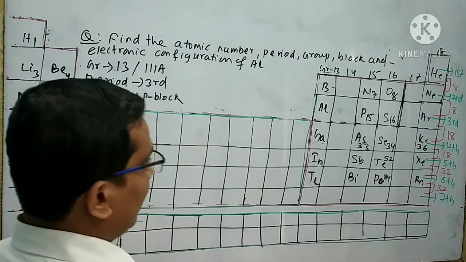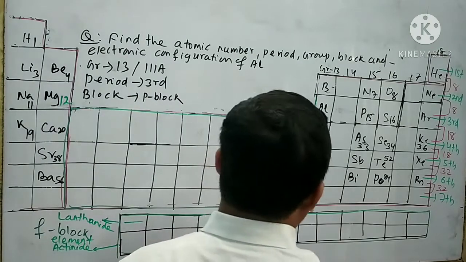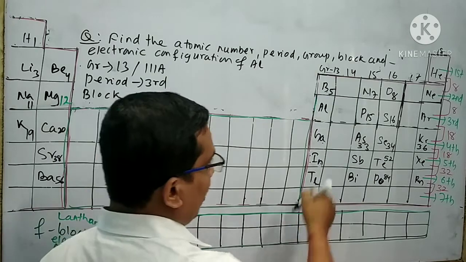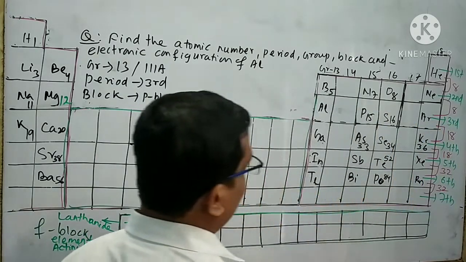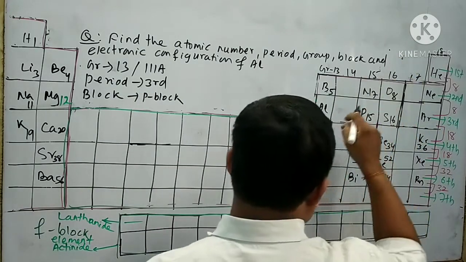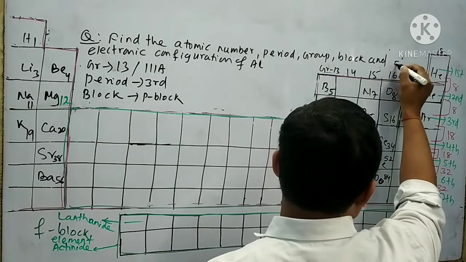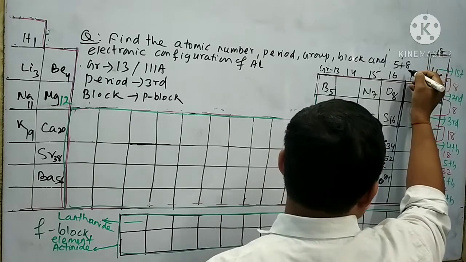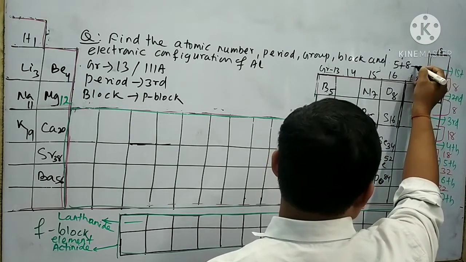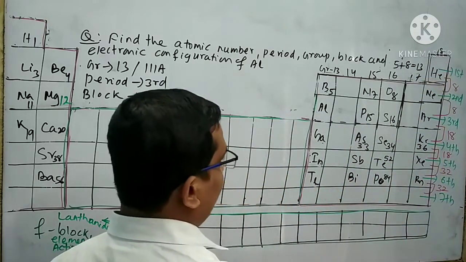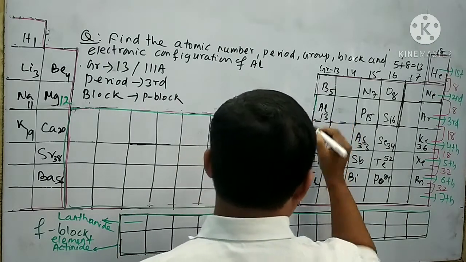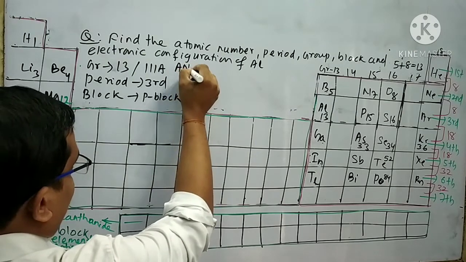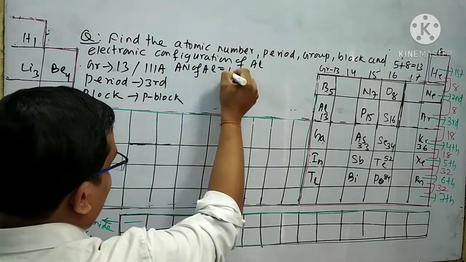Now I want to find out the atomic number of aluminium. The atomic number of boron is 5. Aluminium belongs to the 3rd period. So the atomic number of aluminium is 5 plus 8, that means 5 plus 8 equal to 13. So here I can write atomic number of aluminium equal to 13.